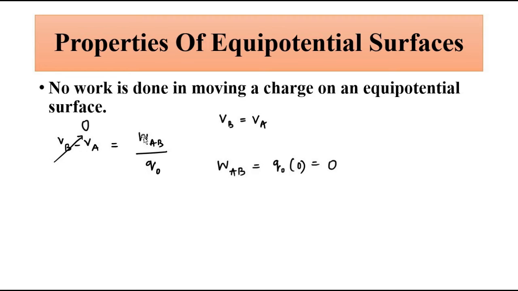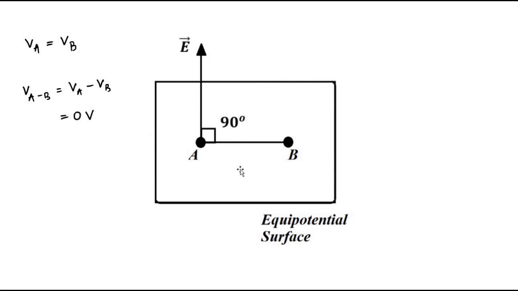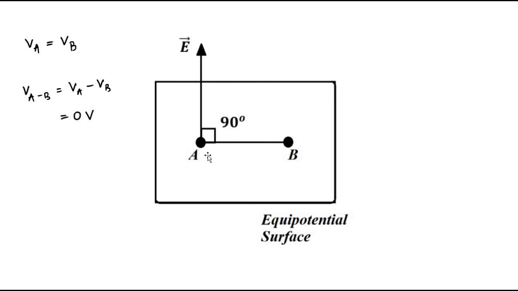This is the reason why no work is done in moving a charge on an equipotential surface. That is the first property. Then the second property, or just another property, is that the electric field vector is normal or perpendicular to the equipotential surface. So this is the reason why I had drawn the electric field vector normal to the equipotential surface.